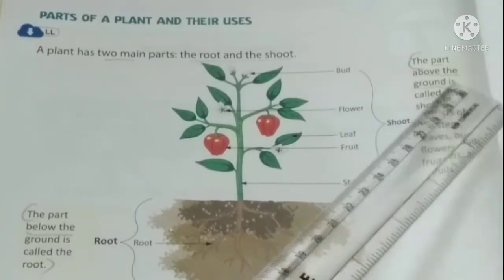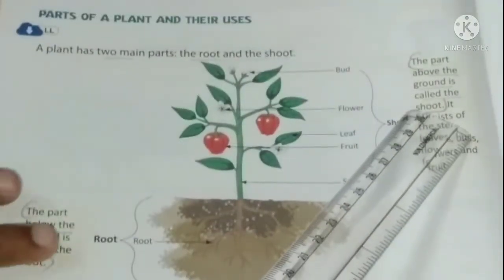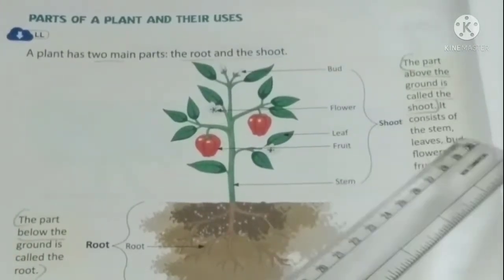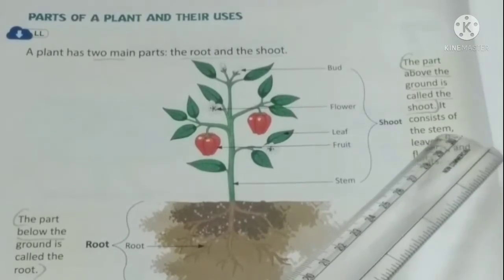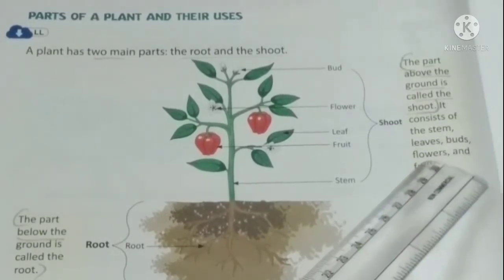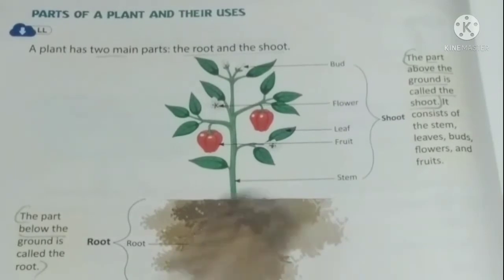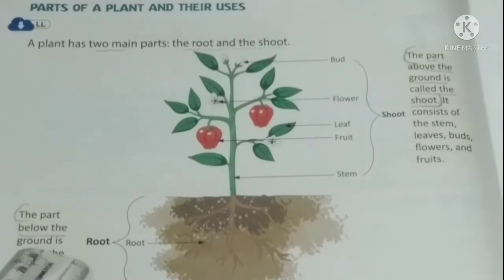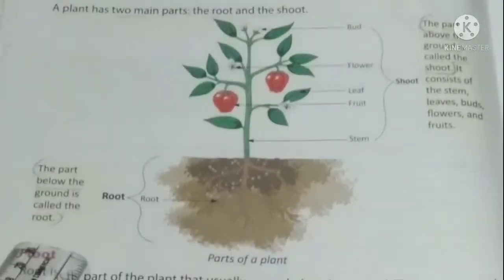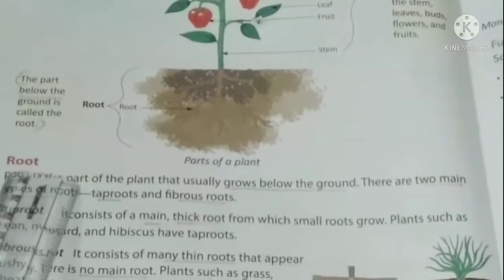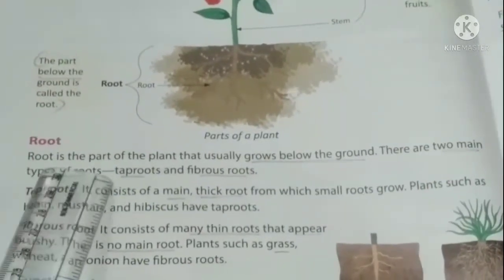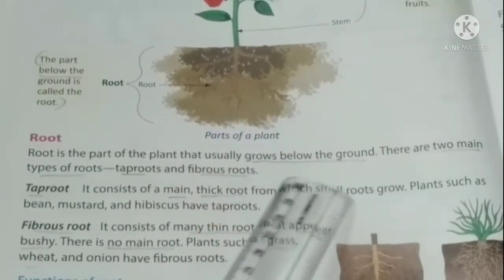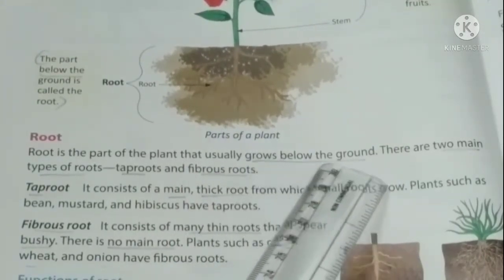The part above the ground is called the shoot. Underline the words: the part above the ground is called the shoot. It consists of the stem, leaves, buds, flowers and fruits. Next, the part below the ground is called the root. Underline the words: below the ground is called root. Root is the part of the plant that usually grows below the ground. Underline the words: grows below the ground.